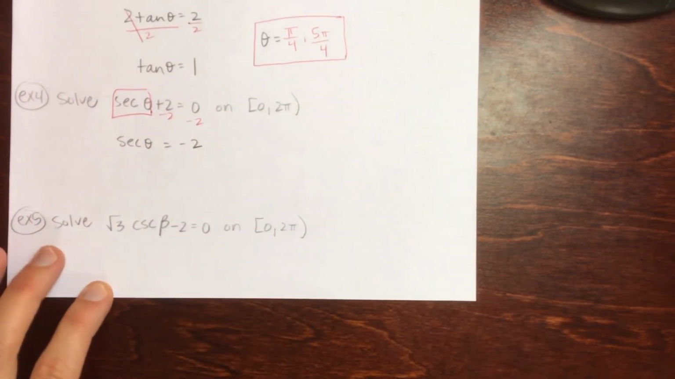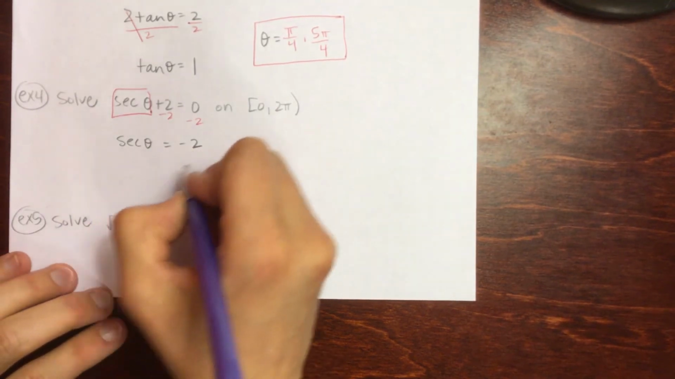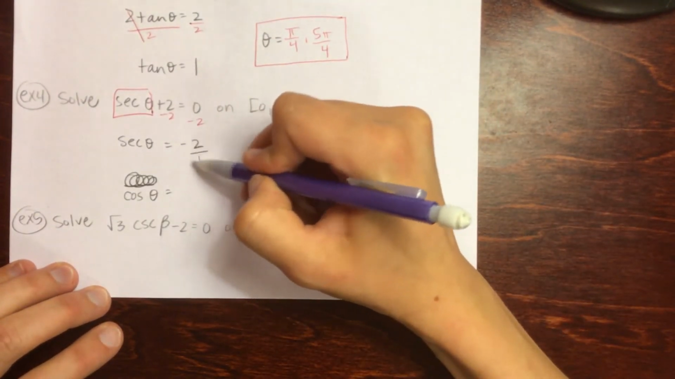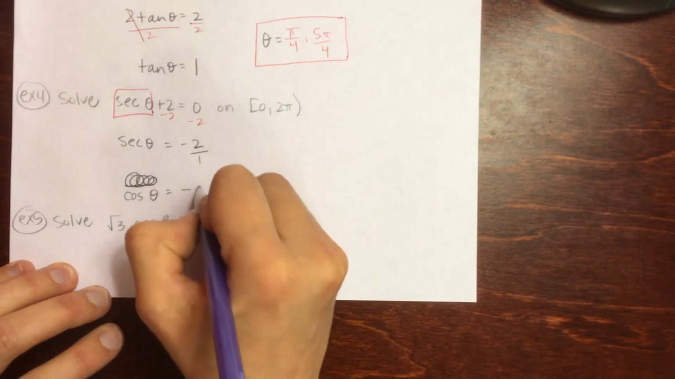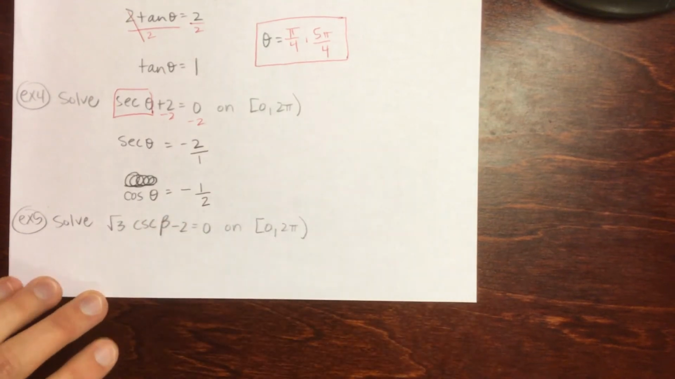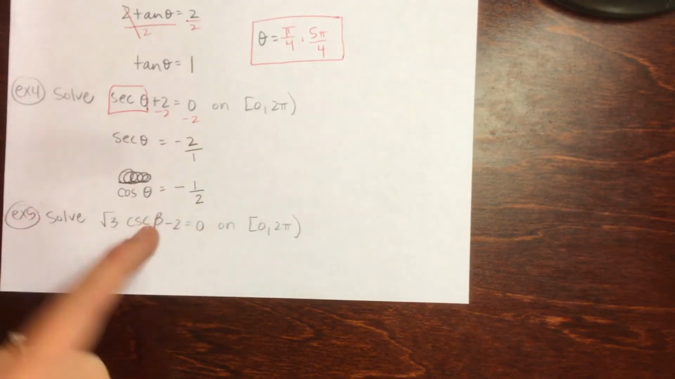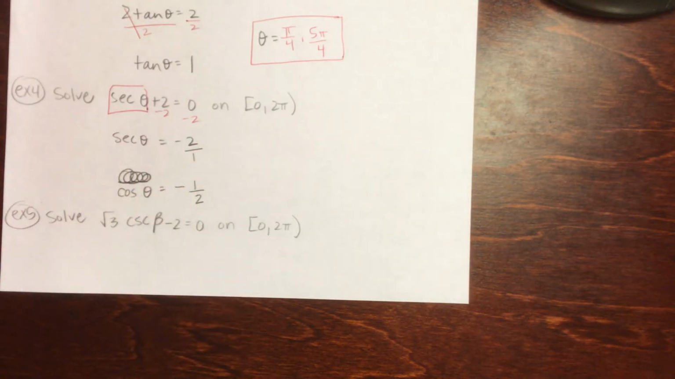And then you use your unit circle to figure out what that angle is, but I don't know my secant values very well, so I'm going to actually flip this fraction. So all I have to do is flip this fraction to get my cosine fraction. If secant is -2, cosine is -1/2. So the reciprocal of secant is cosine, and then flip your fraction. So that means if secant is -2, cosine is -1/2.